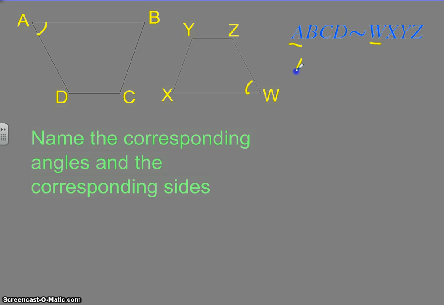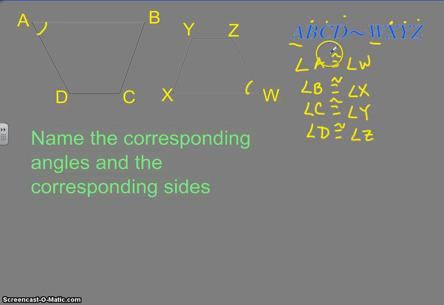So the way I would write that, this is the sign for angle. It's kind of like a slanted L. So I'd say angle A, let's see, we'll just write it like this, is congruent to angle W. Or congruent means they have the same measure. Okay, also angle B right here corresponds to X, so angle B is congruent to angle X. Angle C right here corresponds to Y. Angle C is congruent to angle Y. And then D and Z correspond to each other. Angle D is congruent to angle Z.